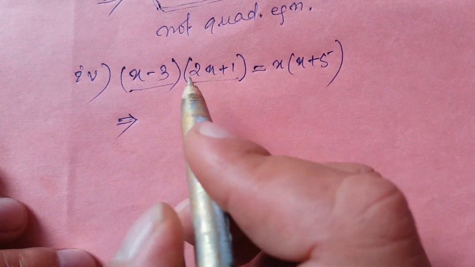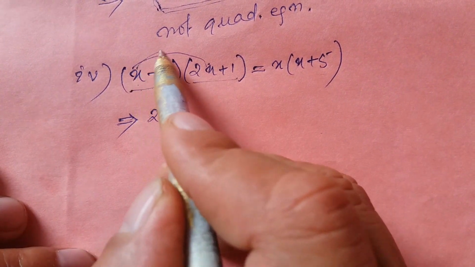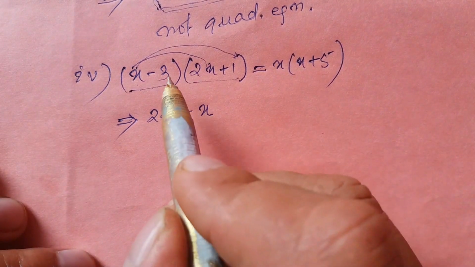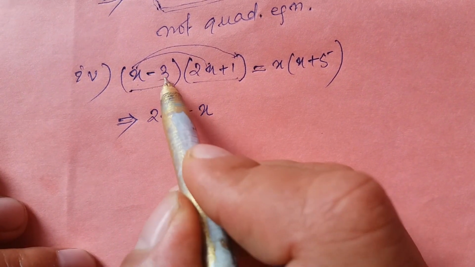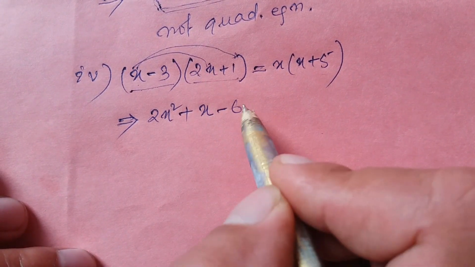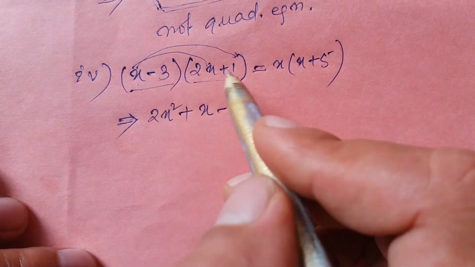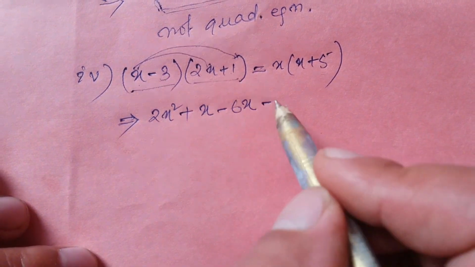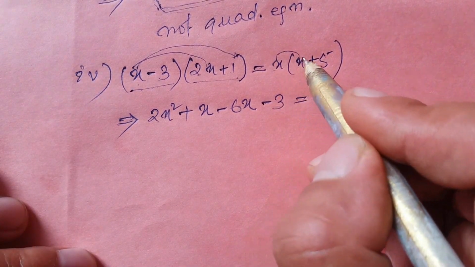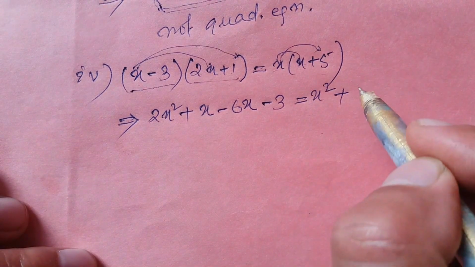x into 2x is 2x square. Again x into 1 is x. Now we have minus here, so minus 3 into 2 is minus 6, and then we have here x. Again minus 3 into minus 1: plus, minus is minus, so 3 ones are 3. Again on the right hand side we have to multiply here again. x into x is x square plus x into 5 is 5x.